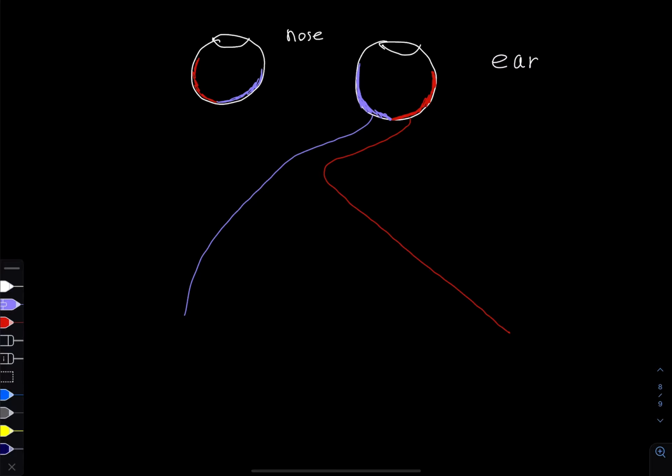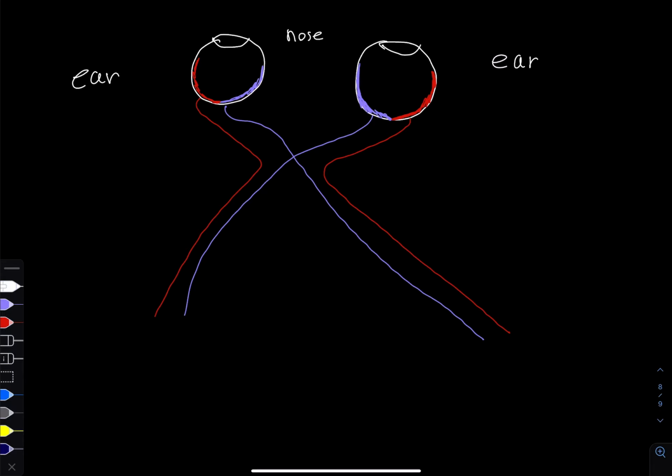So I'm doing the violet color for the nasal retina again, and it's going to go in and cross. And this is going to go in and then go out. And there's going to be another ear here, obviously.